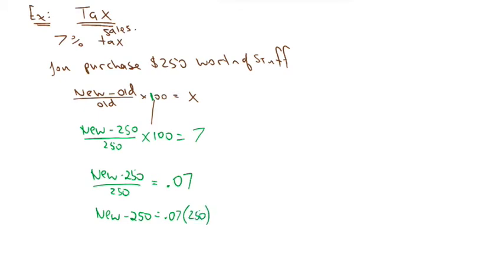Let me bring this up here. What's 7% of 250? 17. So you get new minus 250, how much? 17.5? Mm-hmm. Since we're talking about money though, 1750.